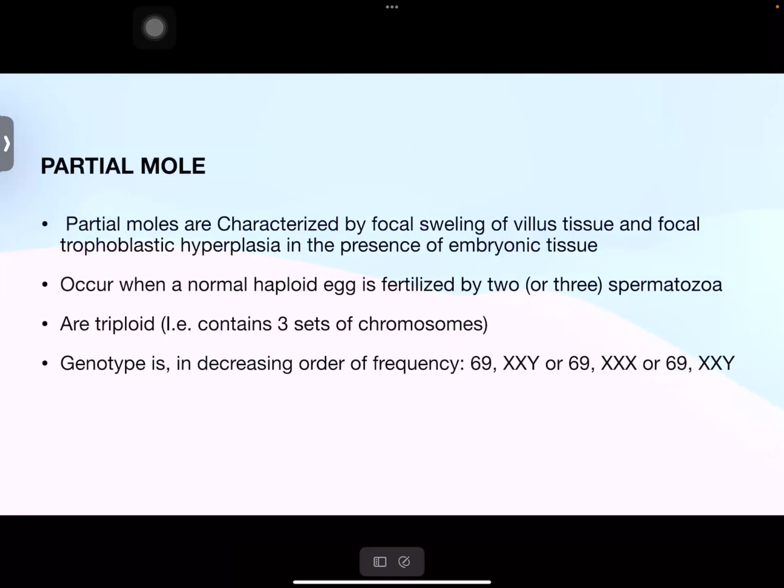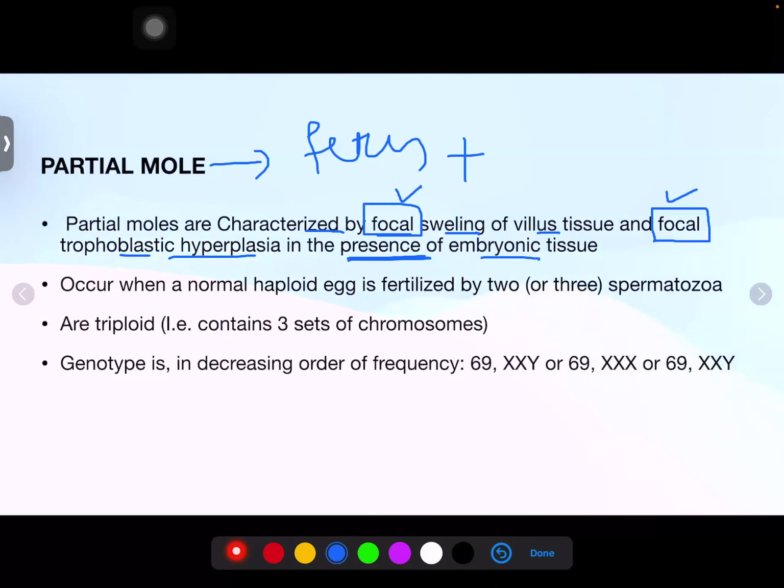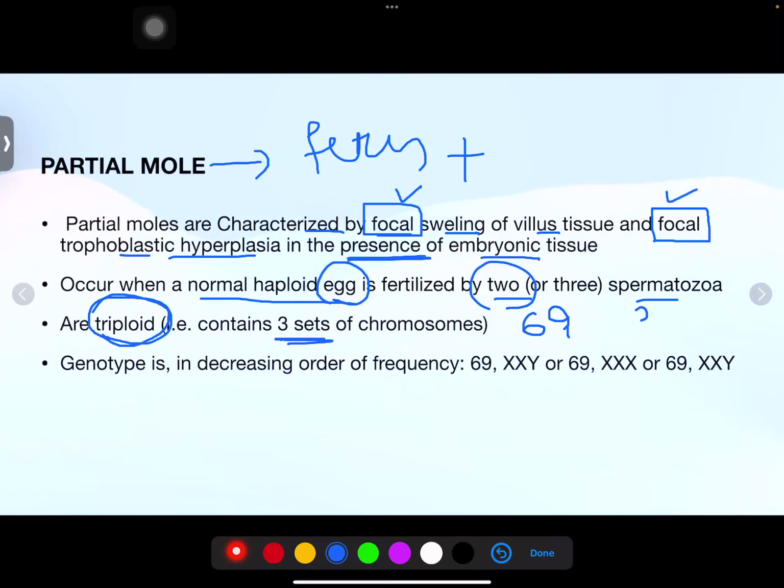Okay, just read this slide first. Here the egg would be present. So a normal haploid egg is fertilized by 2 or 3 spermatozoa. Here the egg is also present and the sperms are multiple, 2 or 3. So the karyotyping or ploidy status here is triploid, meaning 3 sets of chromosomes, like 69. So 3 sets means 3n chromosomes, and the genotype would be 69, okay? So 69 would be XXX, or XXY.